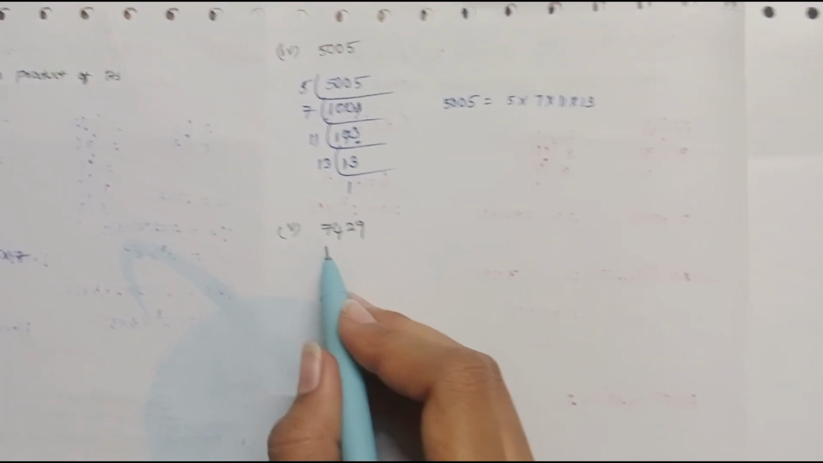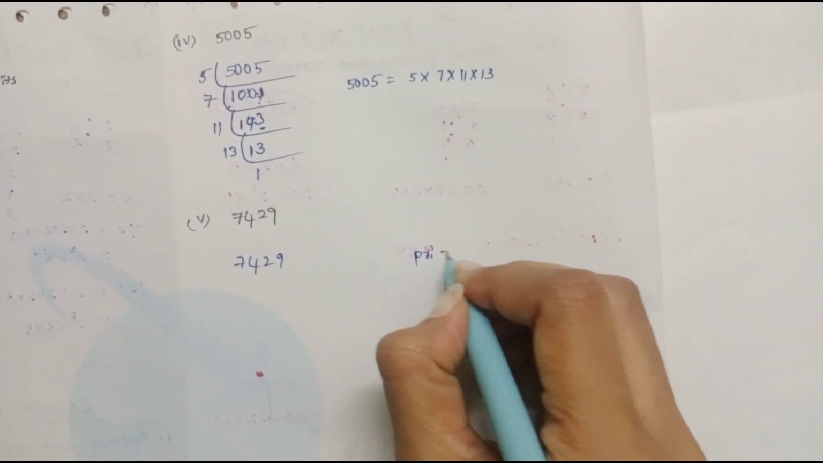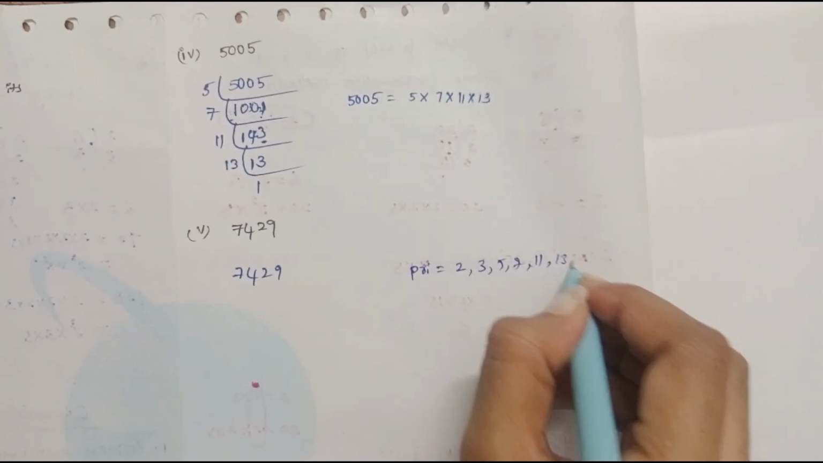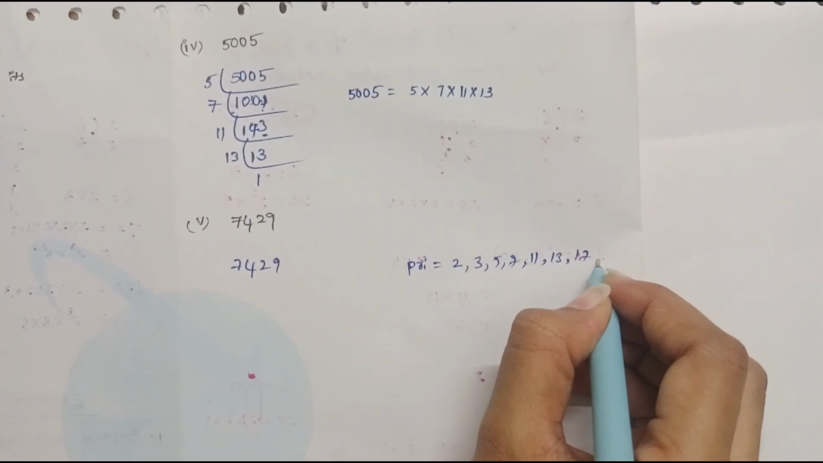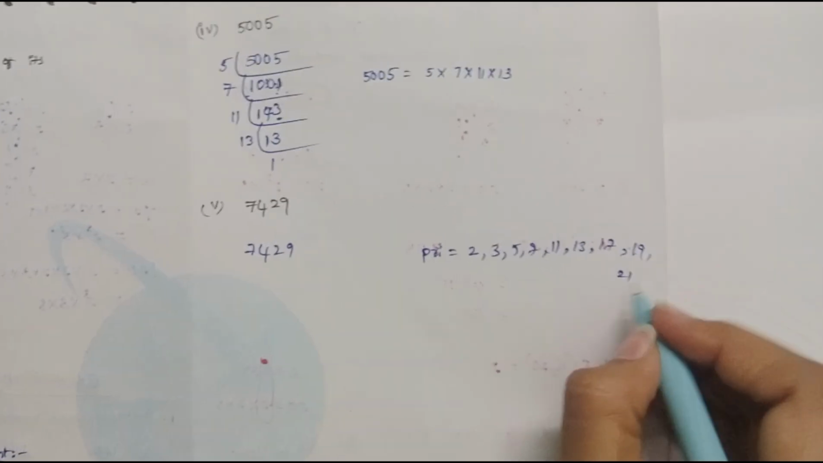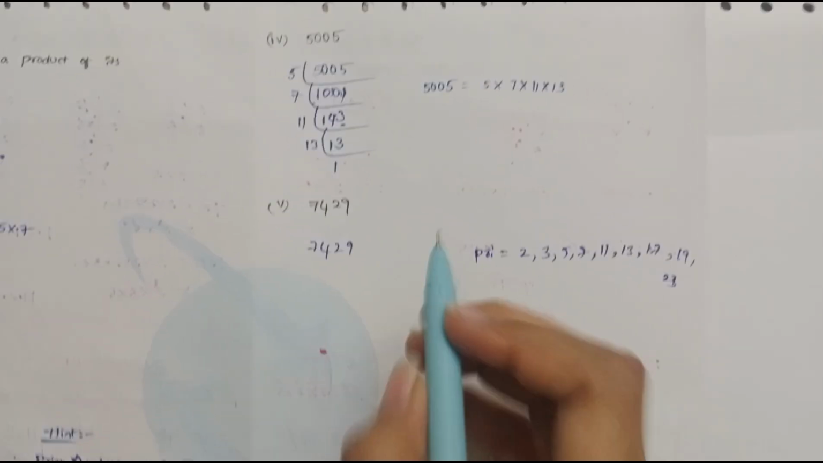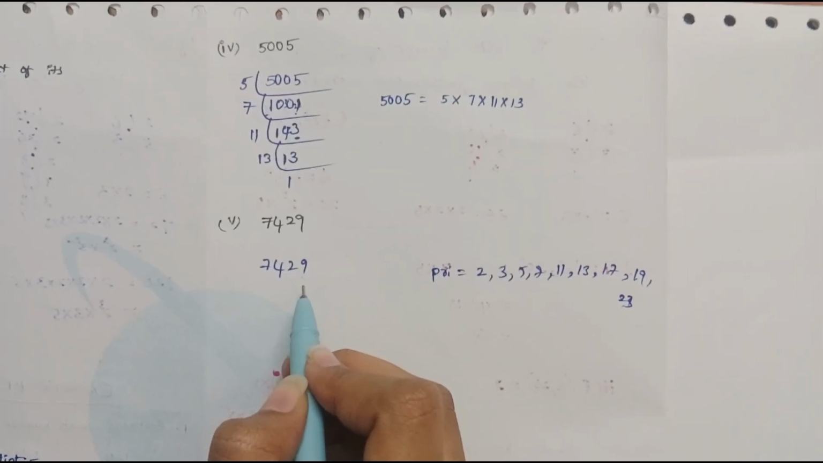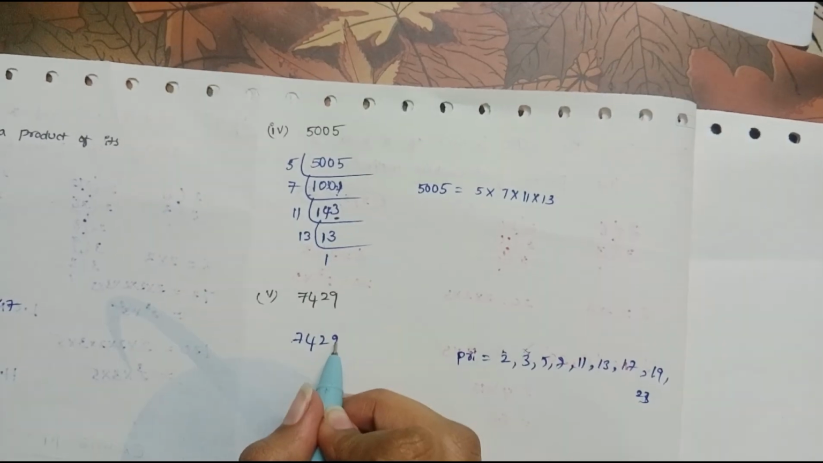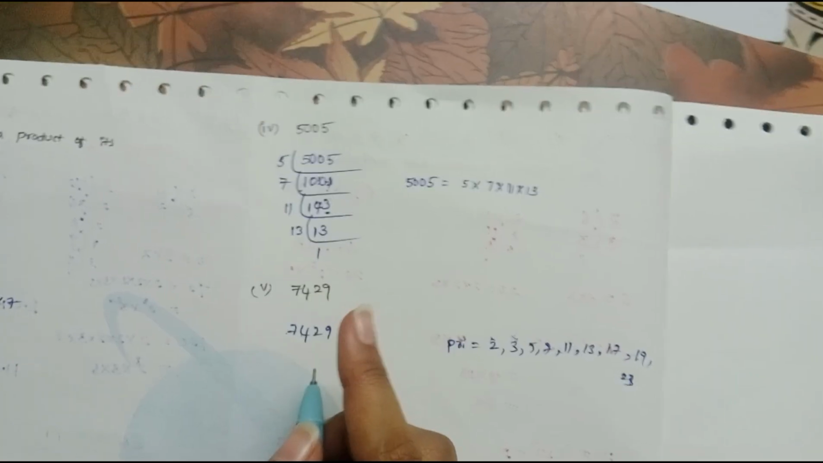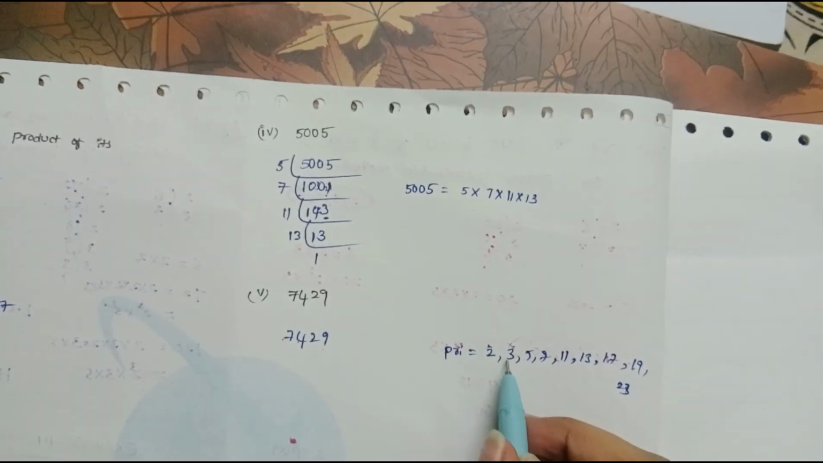Find the factors for this 7429. Prime numbers are 2, 3, 5, 7, 11, 13, 17, and 19. First, 2 is not possible because in units place there is no 0, 2, 4, 6 and 8. Move to 3. 9 plus 7, 16. 16 plus 2, 18. 18 plus 4, 22. 22 is not in the 3 table, so it is not possible.